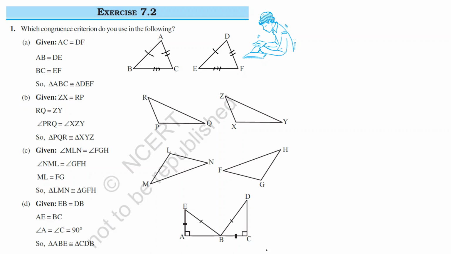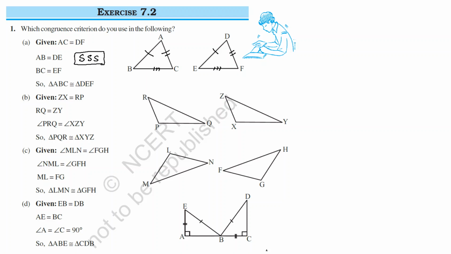So you can see that all three sides of the triangle ABC are equal to the corresponding three sides of triangle DEF. So all three sides, side stands for S, so S, S, S, we have all three S. So which congruence criteria do we use here? We use SSS congruence criteria in this question.